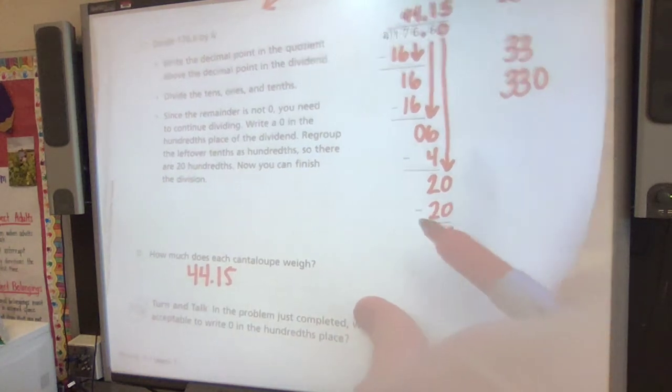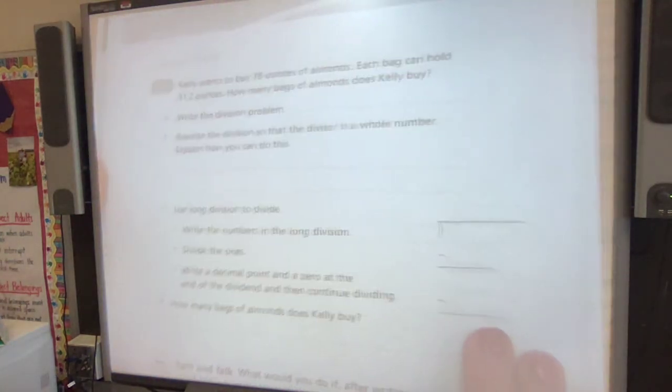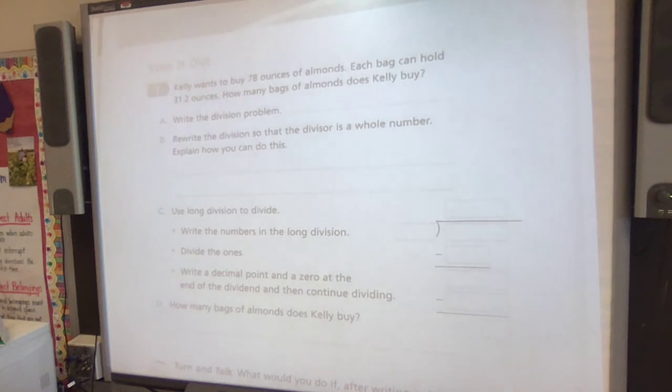Okay. Let's look at the next page. Let's try some more so we can keep practicing. Okay, Kelly wants to buy 78 ounces of almonds. Each bag can hold 31 and 2/10 ounces. How many bags does she buy?